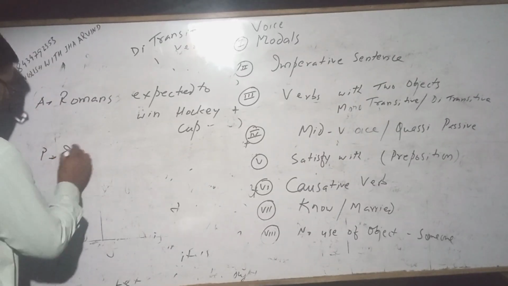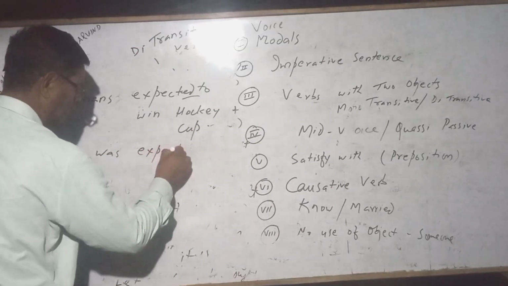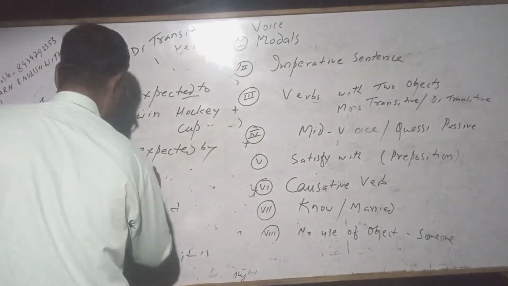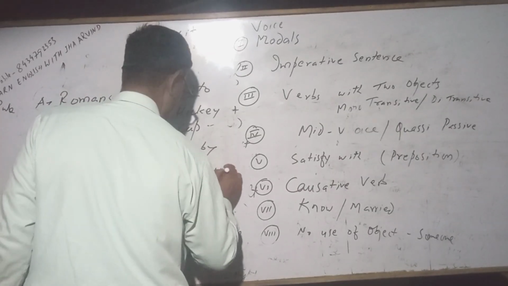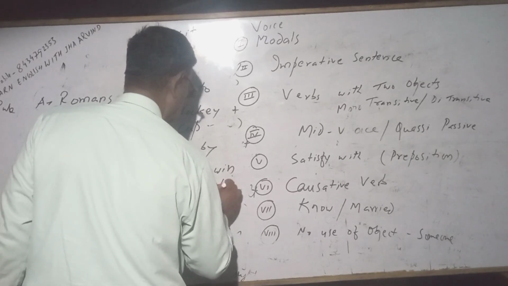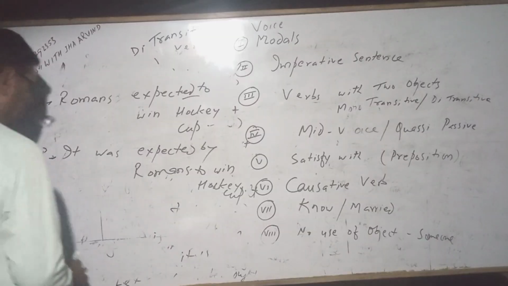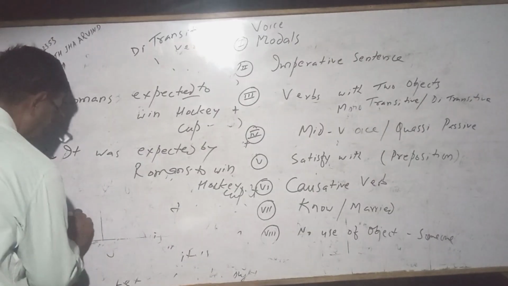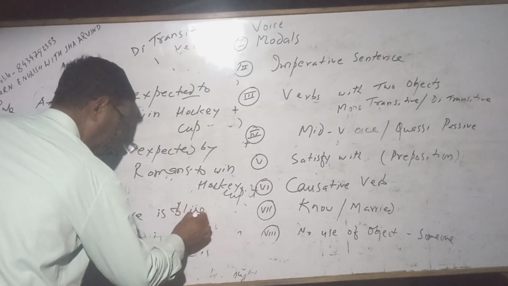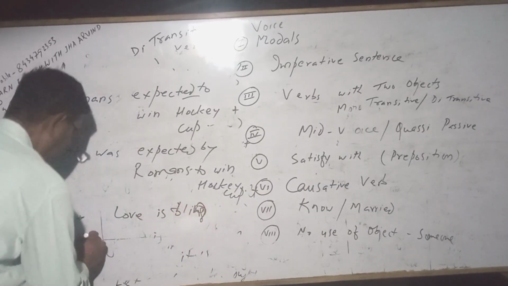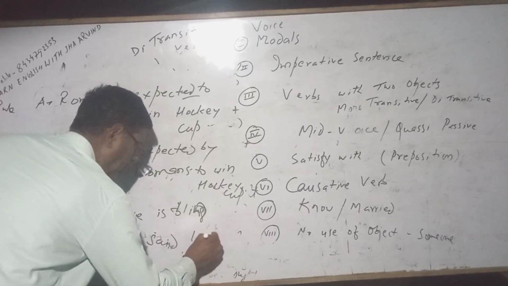Passive: It was expected by Romans to win hockey cup. Okay, in this way you can do it. Some phrases, some proverbs, like for example, love is blind. How will you change into passive voice? Love is blind. Love is.